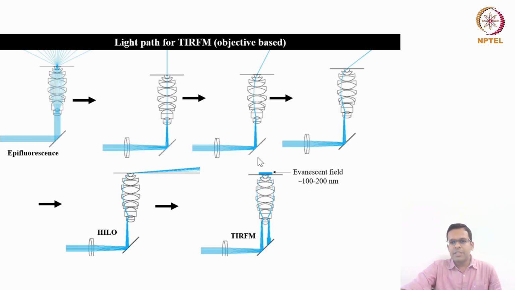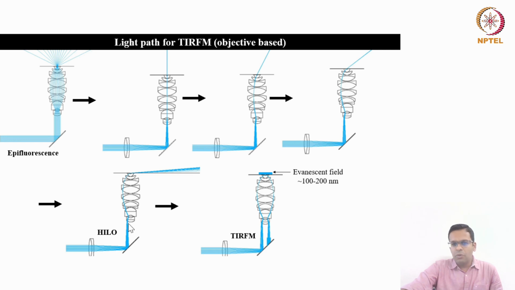Just by changing the angle of this mirror, you can change the angle of the incident light. So you change the angle so that the light ray will pass like this and bend on this side. The more you change the angle, the more the light will bend. At this particular position, the light is almost parallel to your sample plane, or your slide or the cover slip.